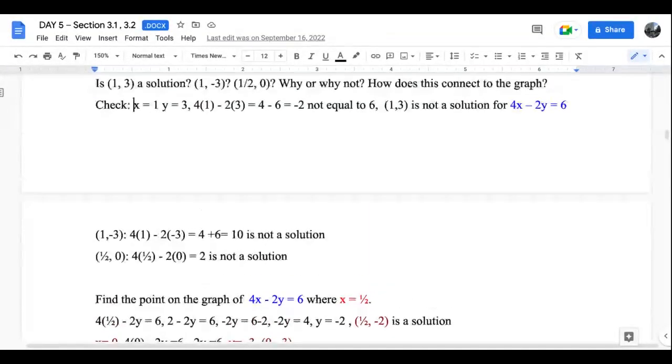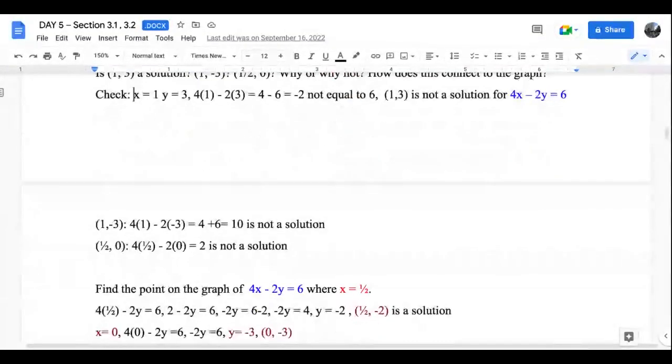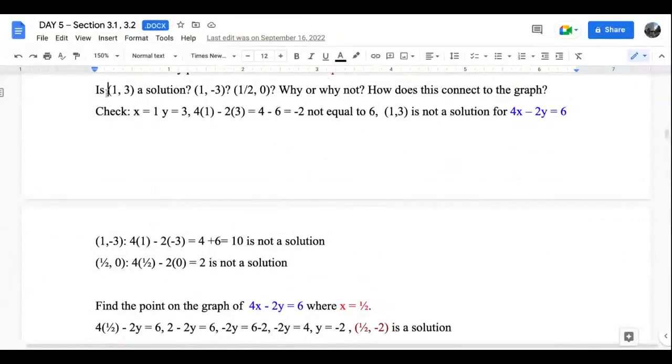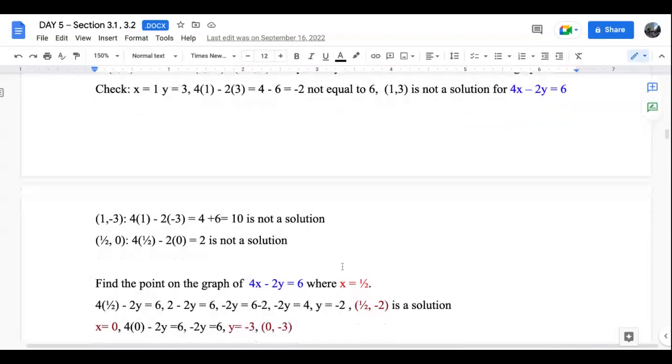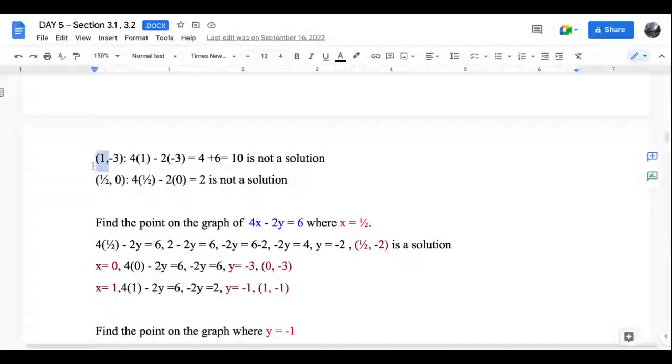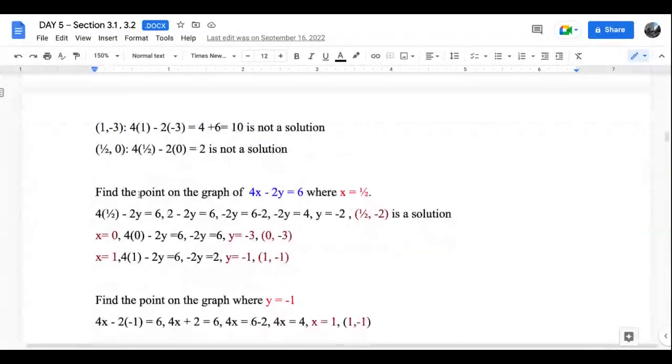This gives you some examples. If we want to check whether (1, 3) is a solution, we just plug in x to be 1, y to be 3, to see if it equals 6. In this case, we get 4 minus 6, which is -2, and that is not equal to 6. So we know (1, 3) is not a solution for this equation, or not a point on the graph. You could check those 2 points too.